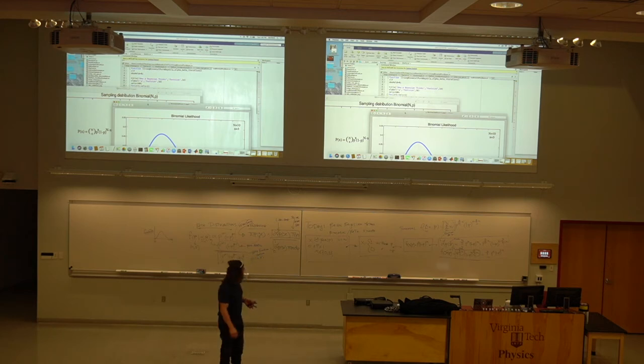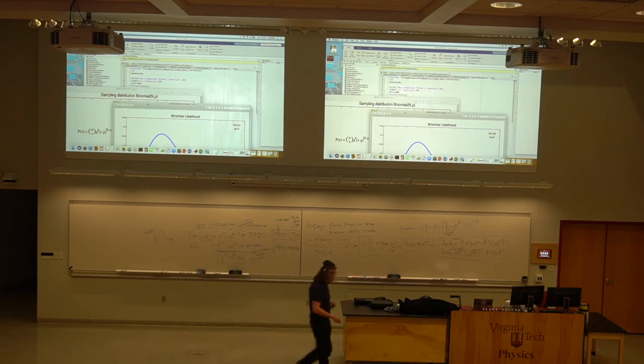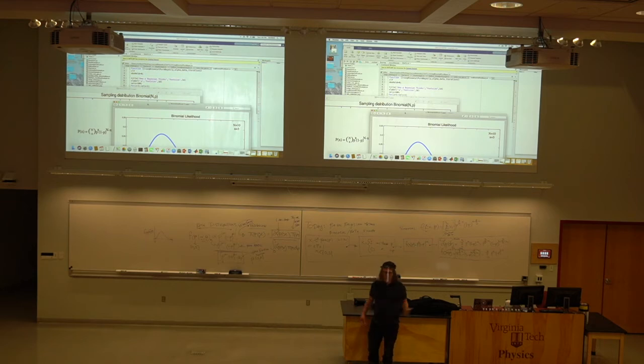Who's seen beta functions, beta distributions and beta functions before? Anybody not see it? Is this totally brand new? Maybe you've heard somebody talk about it. You get to play with it from now on. I think at least maybe people have seen it.